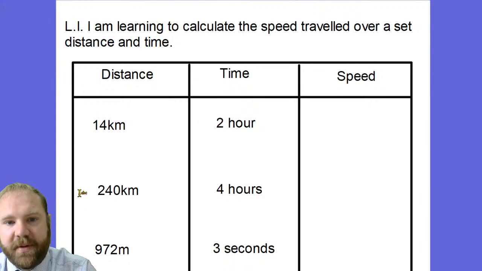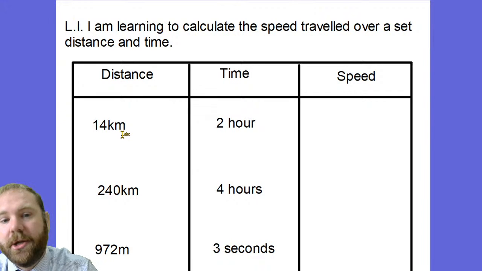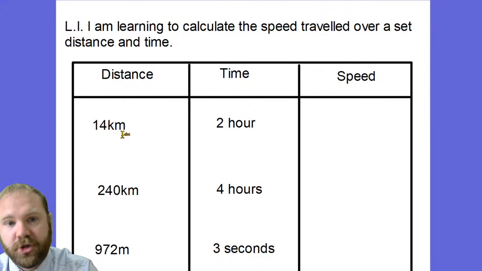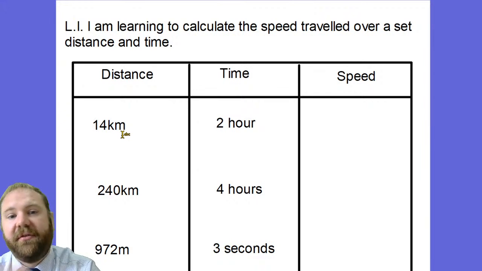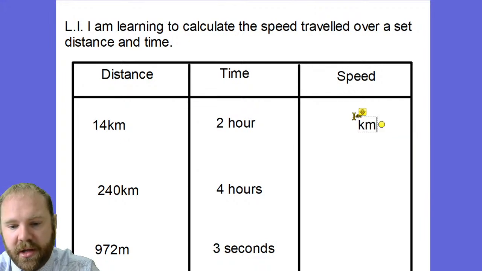We've got a mild, we've got spicy, we've got hot. So this is someone running 14 kilometers in 2 hours. So they ran for 2 hours, and in that time, they traveled 14 kilometers. How fast are they going in kilometers per hour? I'll write that there for you.